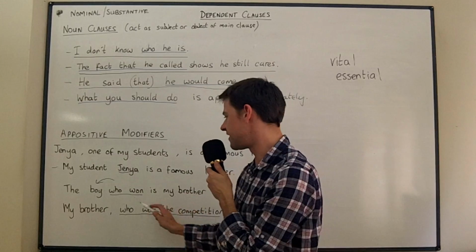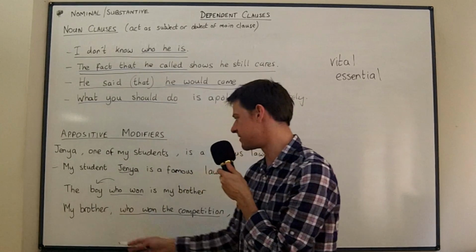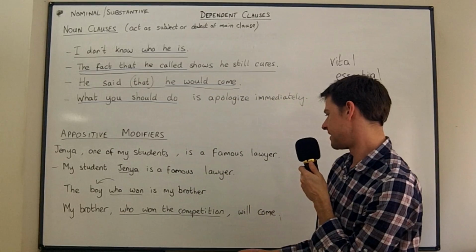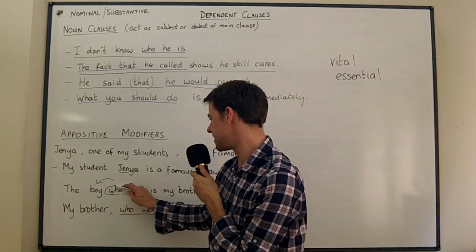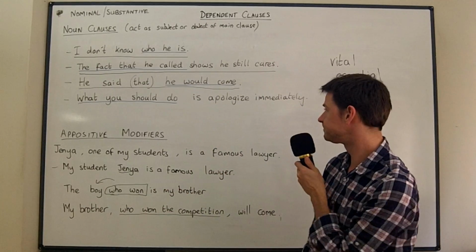The appositive modifier is just extra information. We already know it's my brother. We don't need any more information to know who it is. But here we don't know who the boy is until we know it's the boy who won. So no commas in this one.